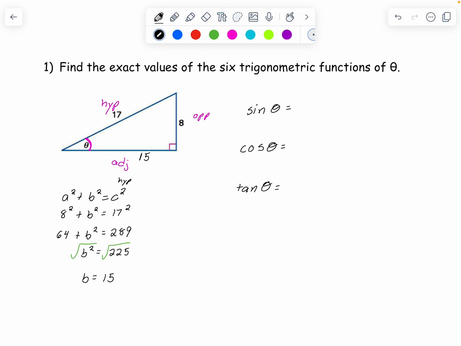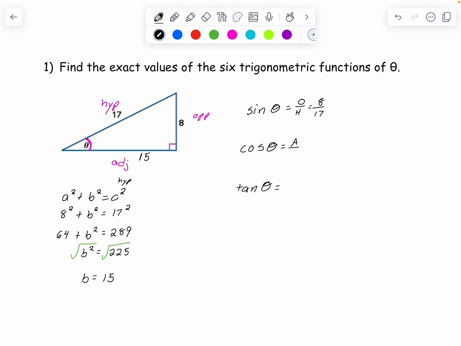So then from there, I'm just going to set up the fractions with those side lengths. I know that sine is opposite over hypotenuse. So the opposite side is our 8. The hypotenuse is our 17. And then I double check and make sure that fraction can't be simplified, which it can't, so I move on.